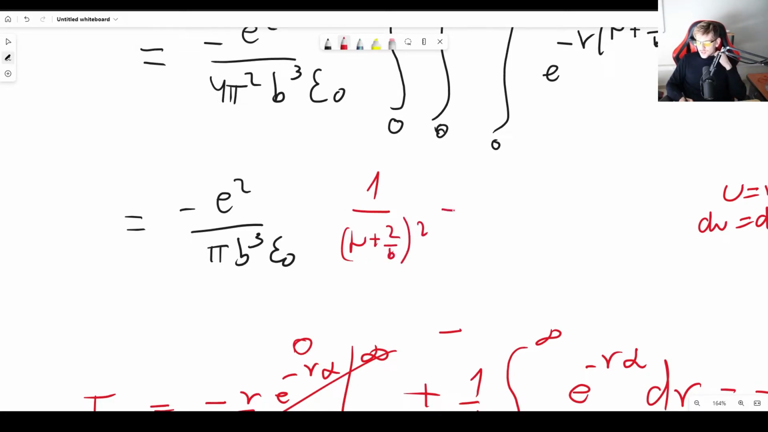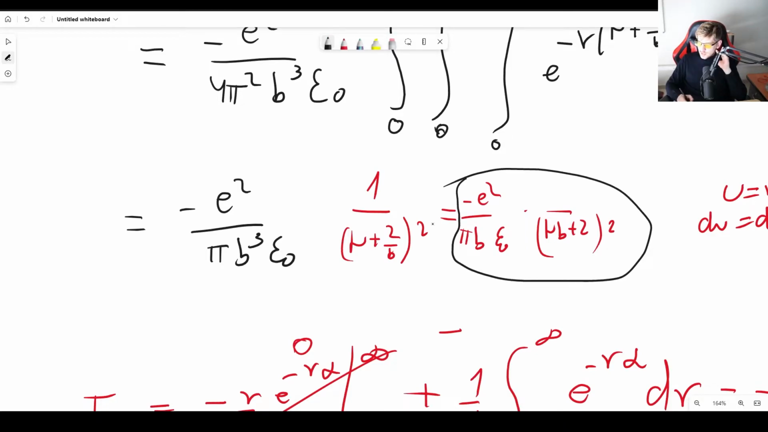So now let's just do some algebra. Let's take the minimum common denominator here so we can simplify it. The first part will be the same, pi b cubed epsilon 0. But now this thing right here will be 1 over mu b plus 2 divided by b, and all of this squared. So we can write the b up here, right? And thus we can simplify it a little bit with this b. So this is our result. This is the expectation value of the potential.